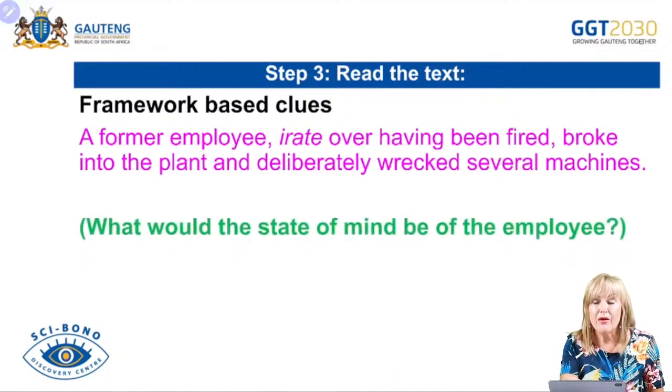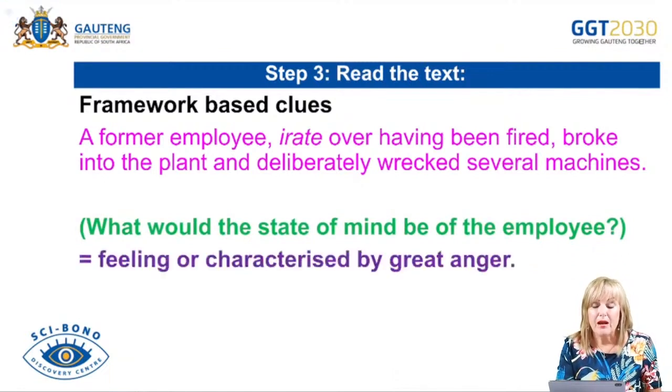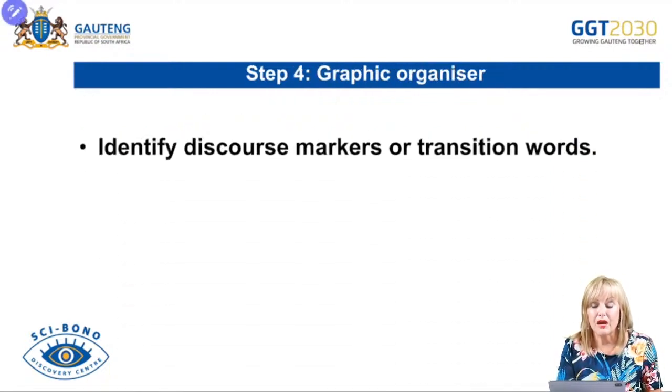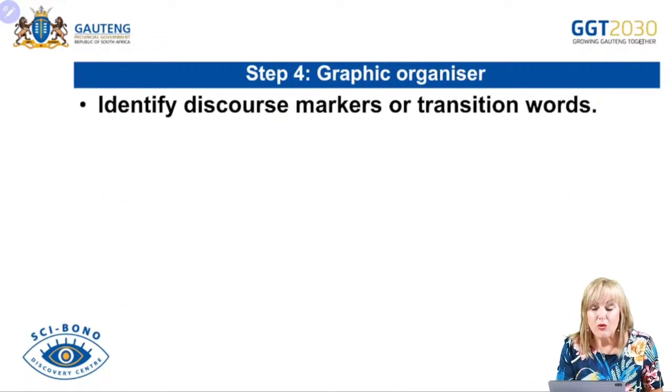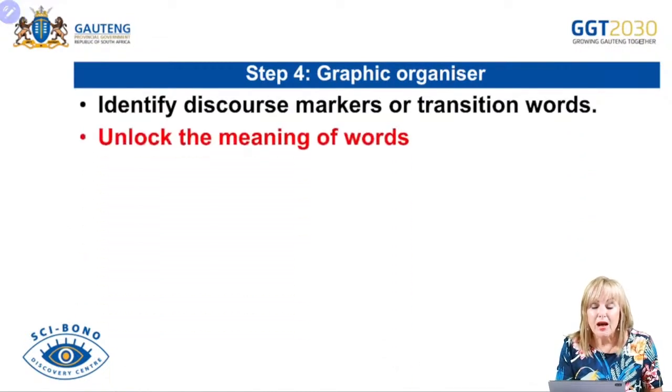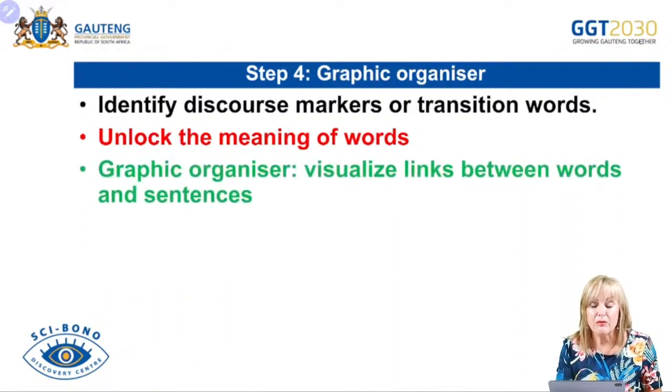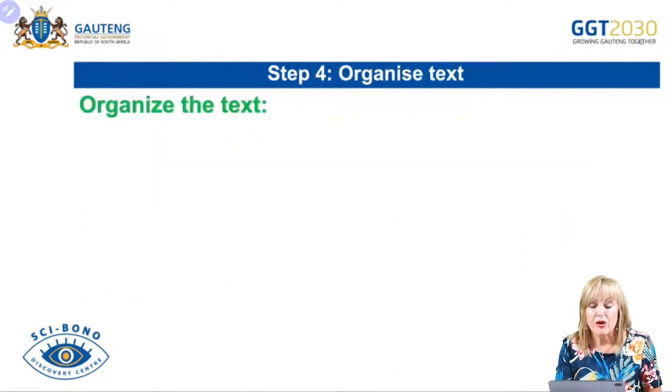So what would irate then mean? It's his state of mind. It's a feeling that's characterized by great anger. He was very mad at the treatment he received. A graphic organizer is where you must identify the discourse markers or the transition words. In that way, you can unlock the meaning of the words.